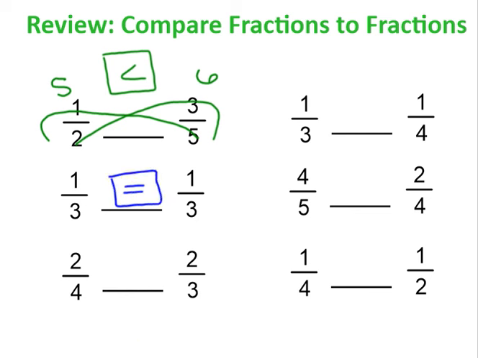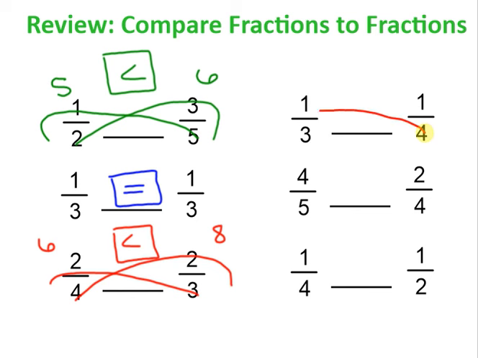All right, now here I have 2/4 and 2/3, so 4 times 2 is going to be 8, and then 3 times 2 is going to be 6. 6 and 8, so 6 is less than 8, so less than is going to be my answer. Here I have 1/3 and 1/4. 4 times 1 is 4, and then 3 times 1 is 3. 4 is greater than 3, and so my answer is greater than.